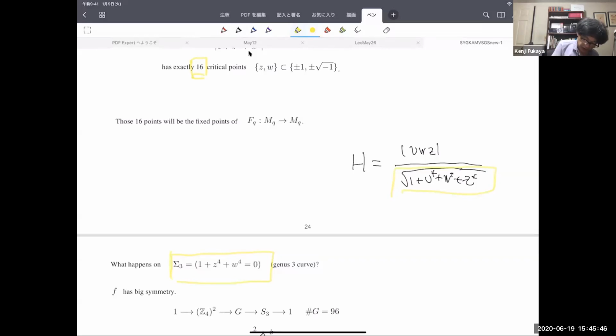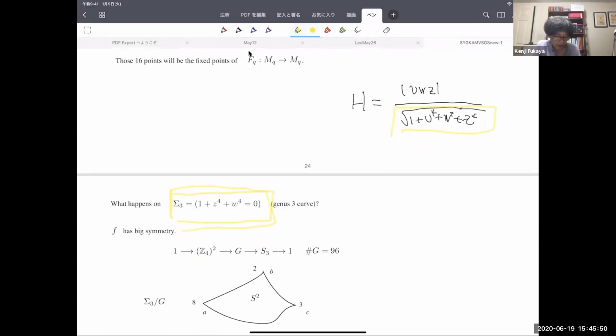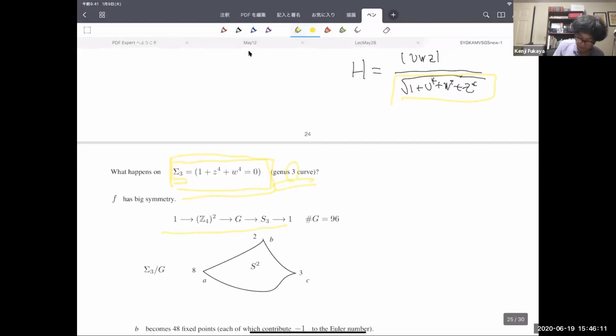That is this quartic curve. And you know that this is a quartic curve, so its genus is 3. I want to understand its dynamics on this quartic curve. You can do similar perturbation business, but I want to take a shortcut, that this quartic curve has some symmetry. So the group of symmetry is this group of order 96. This group is the following.